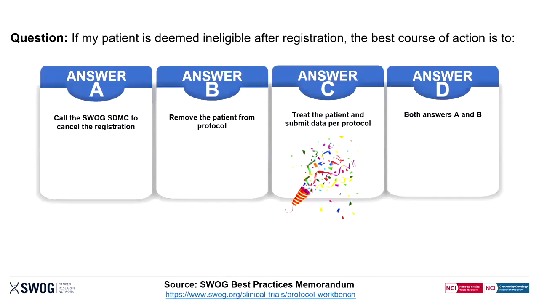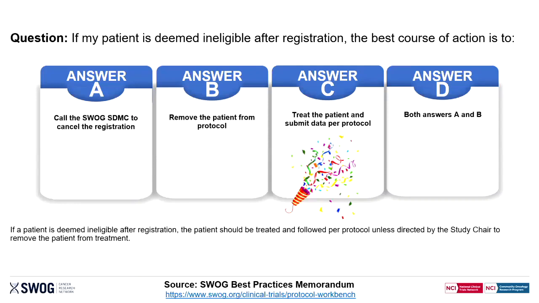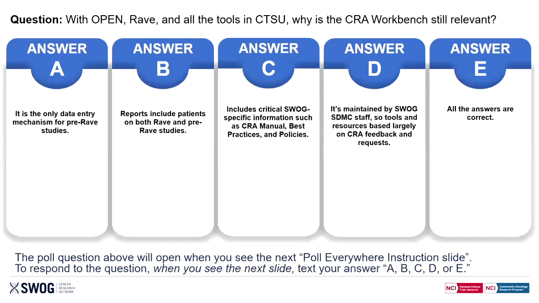Yay, the correct answer is C. You treat the patient and submit data per protocol. We have one good answer in the room. You should be proud of that because a lot of people got stumped there. We get a lot of calls letting us know, hey, I registered this patient. Whoopsie. We don't cancel registrations out like that. As long as there is no danger involved, if a patient is deemed ineligible after registration, the patient should be treated and followed per protocol unless directed by the study chair to remove the patient from treatment. That's pretty rare. Next question, better luck to everybody.